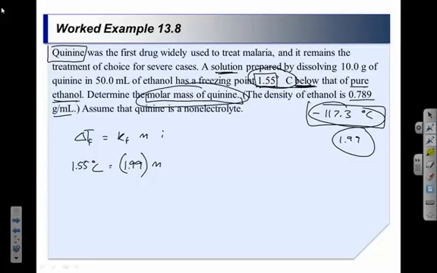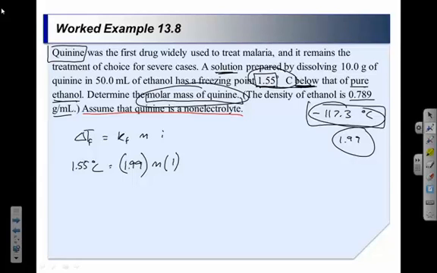Well, it tells us that quinine is a non-electrolyte. That means the value for I should be 1, because if it's a non-electrolyte, it shouldn't be breaking up. Every one molecule of quinine sticks together as one unit, so I have a value of 1 for I. So I can solve here for the molality.